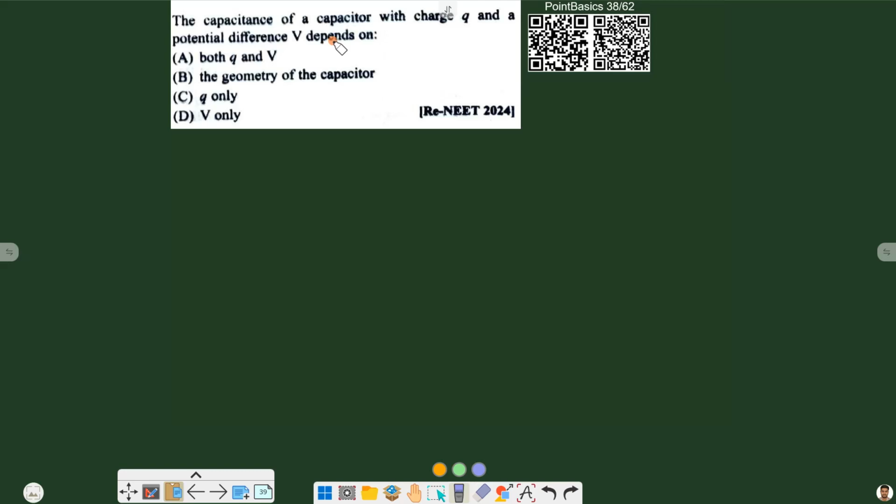Capacitance of a capacitor with charge Q and a potential difference V depends upon. So, we have to state what the capacitance of the capacitor depends on; the charge is mentioned and its potential difference is mentioned. So we know that Q is equal to CV, and here C is given by epsilon node A by D.